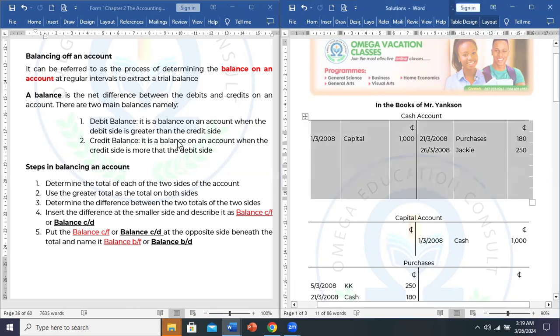That is just to tell you about the two types of balances and what they mean. We'll continue with the steps in balancing an account in the next session. So please join me. Don't miss it.